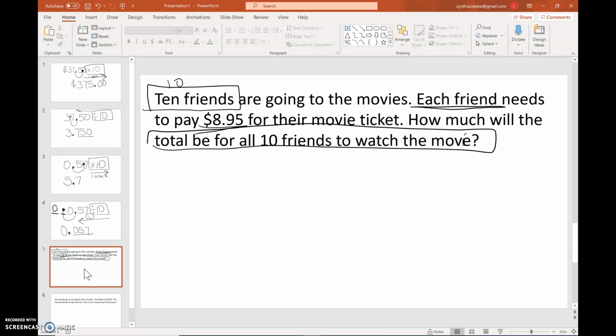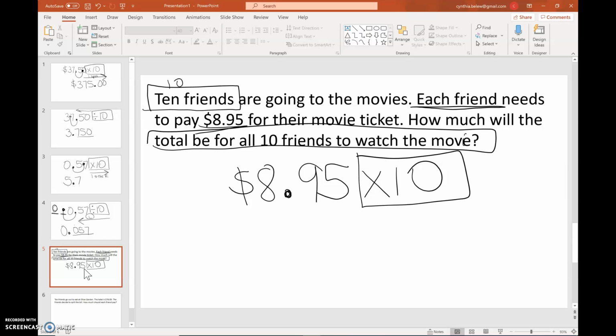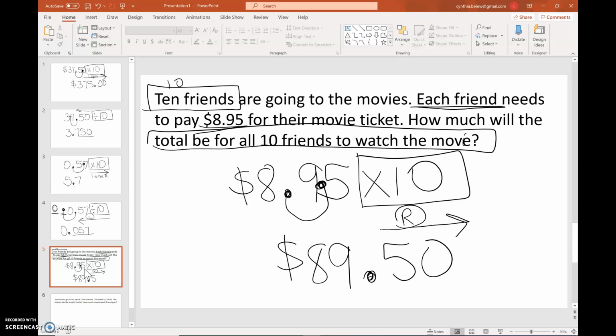So I know that I am multiplying $8.95 times 10. Again, I'm multiplying by 10, so that decimal slides one spot to the right. The number should get larger. So it's no longer $8.95, it is $89.50.